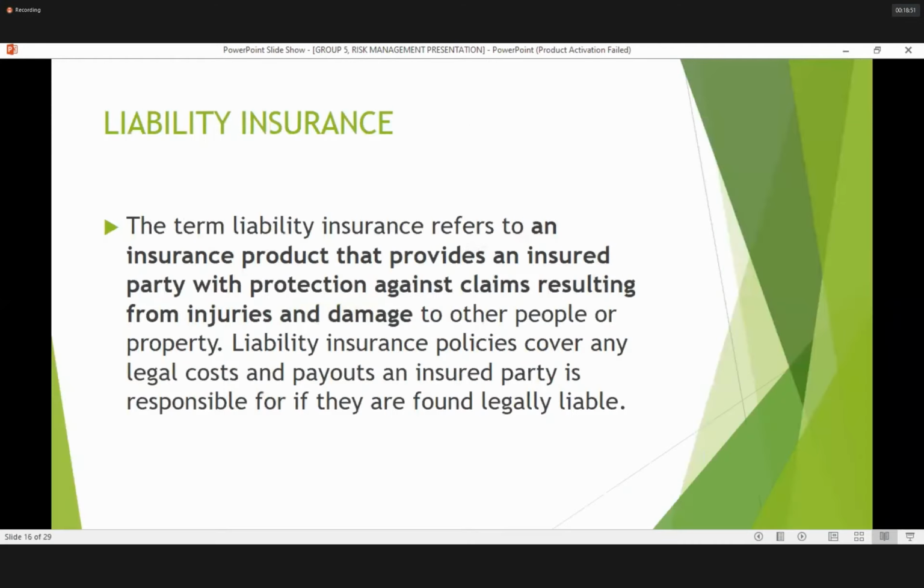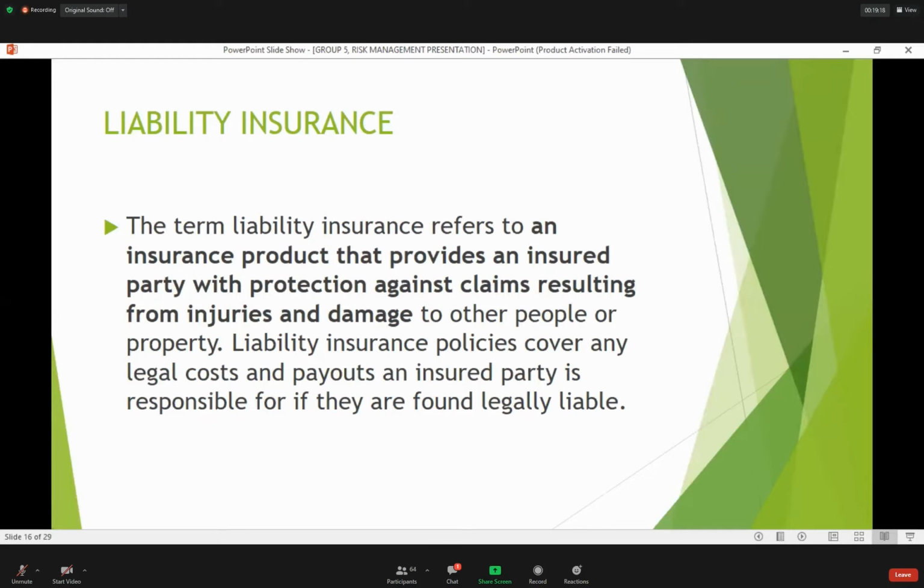So I'm sure the insurance company will reinstate the car to the owner if the owner insured it against an accident. Thank you. We also have the liability insurance, and we said it refers to an insurance product that provides an insured party with protection against claims resulting from injuries and damage to other people's property. So one example I can give is, for instance, you borrowed something from a friend, a valuable item like maybe a phone, and you didn't handle it well. If you have a liability insurance, you are legally liable to reinstate the loss you've caused to your friend. So that's what we call the liability insurance.